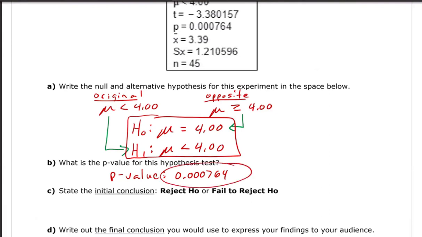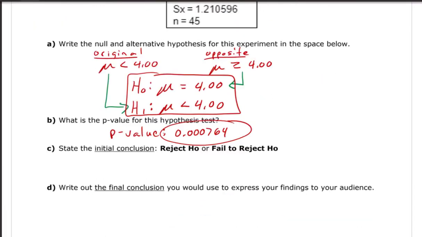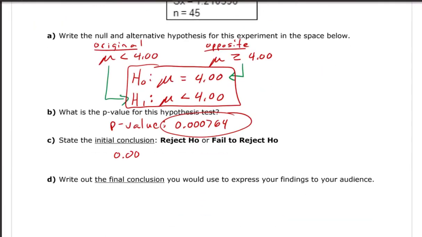Okay. And then what's the initial conclusion? Reject or fail to reject? Well, since the p-value is smaller than the significance level of 0.05, we have our p-value, we have our significance level, and we do see that this is less than. So p is low, the null must go. So we are actually going to reject the null hypothesis.